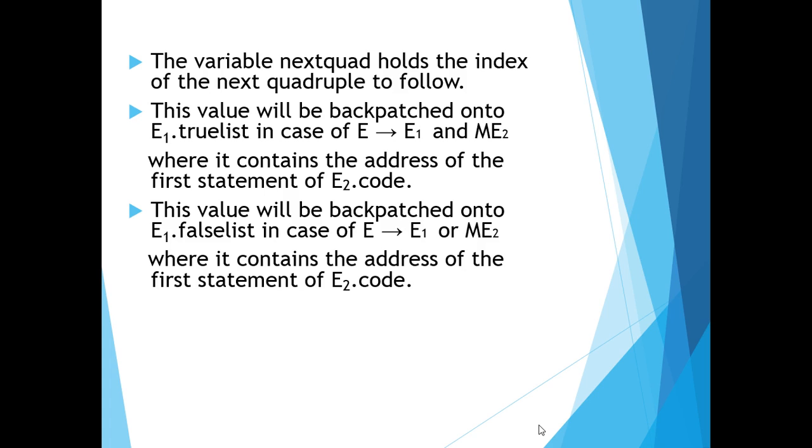Then the variable nextquad holds the index of the next quadruple to follow. This value will be backpatched onto E1.truelist in case E is E1 and M E2, where it contains the address of the first statement of E2 code. Further, this value will be backpatched onto E1.falselist in case E is E1 or M E2, where it contains the address of the first statement of E2 code.